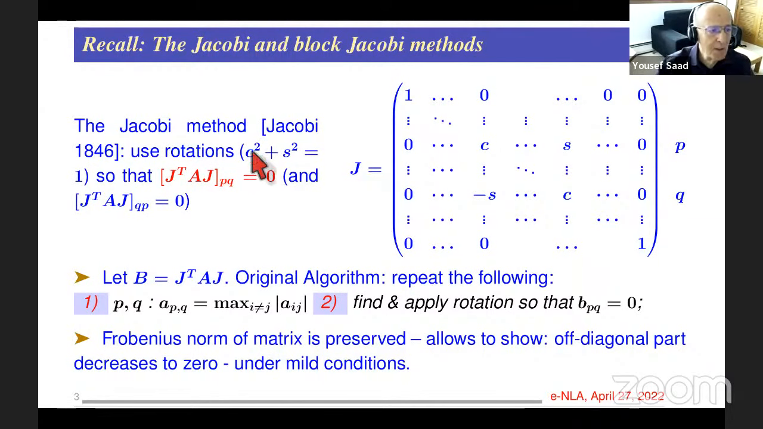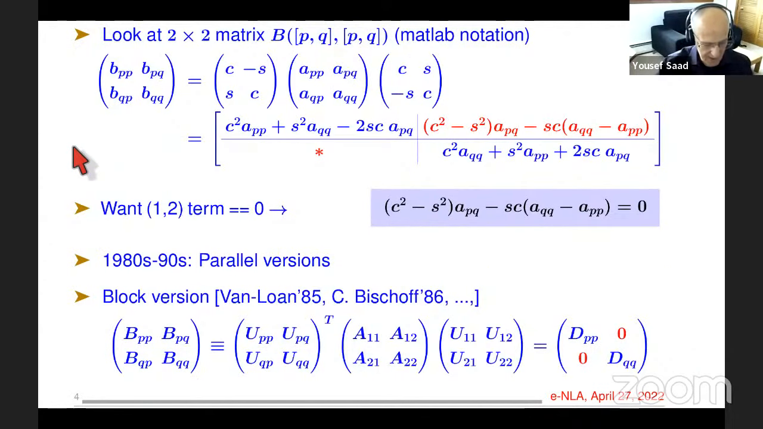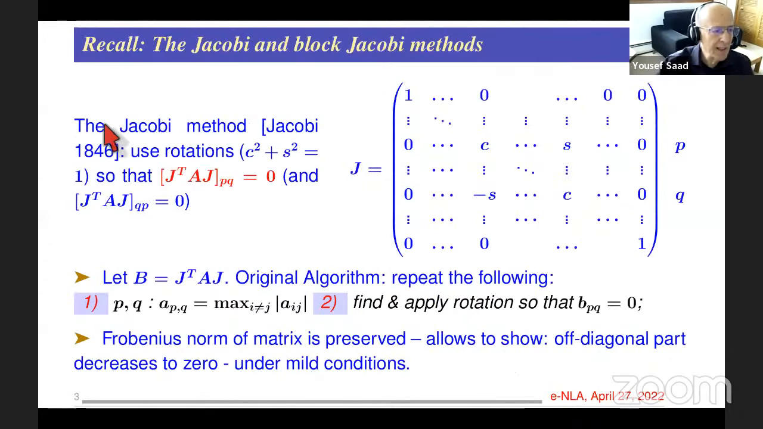This is an old method. Jacobi introduced it in 1946. If you look at where this appeared, it's actually amazing how many items this individual was working on. He was really incredibly prolific, and this is one of several different things that he was doing at the time.